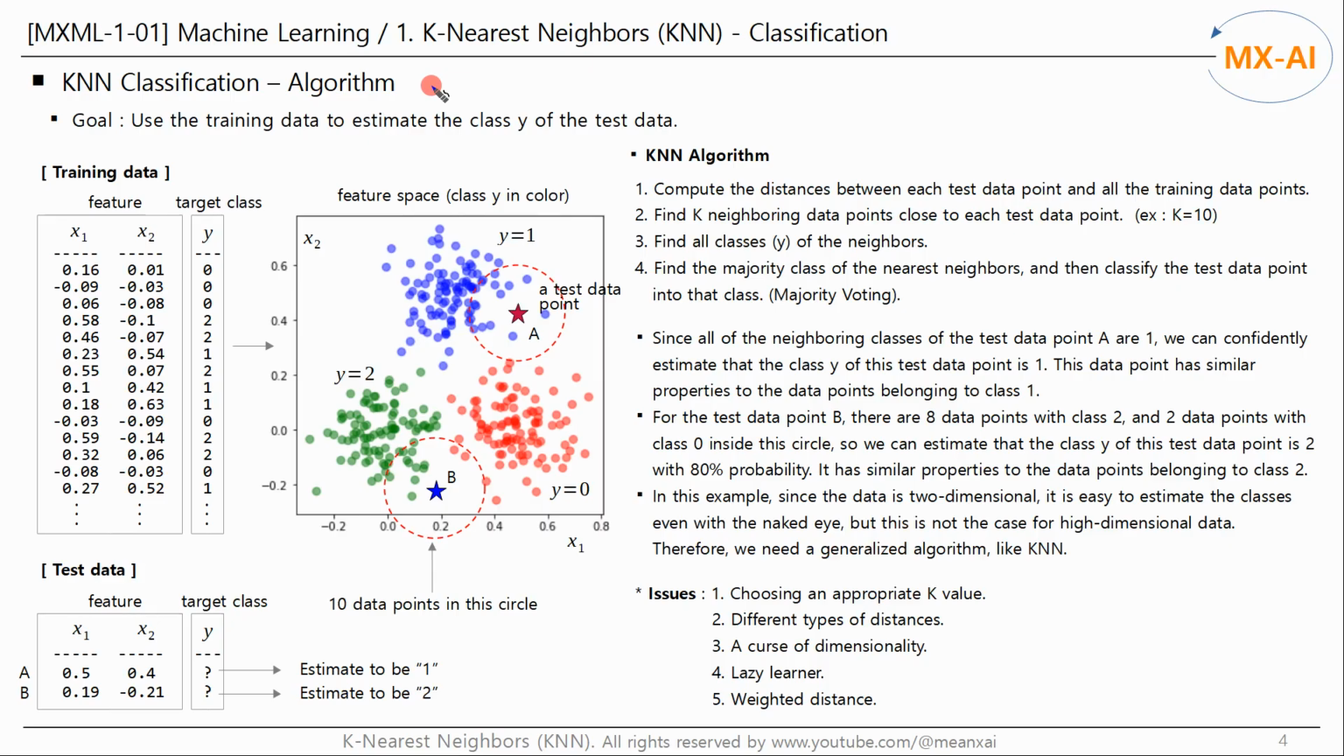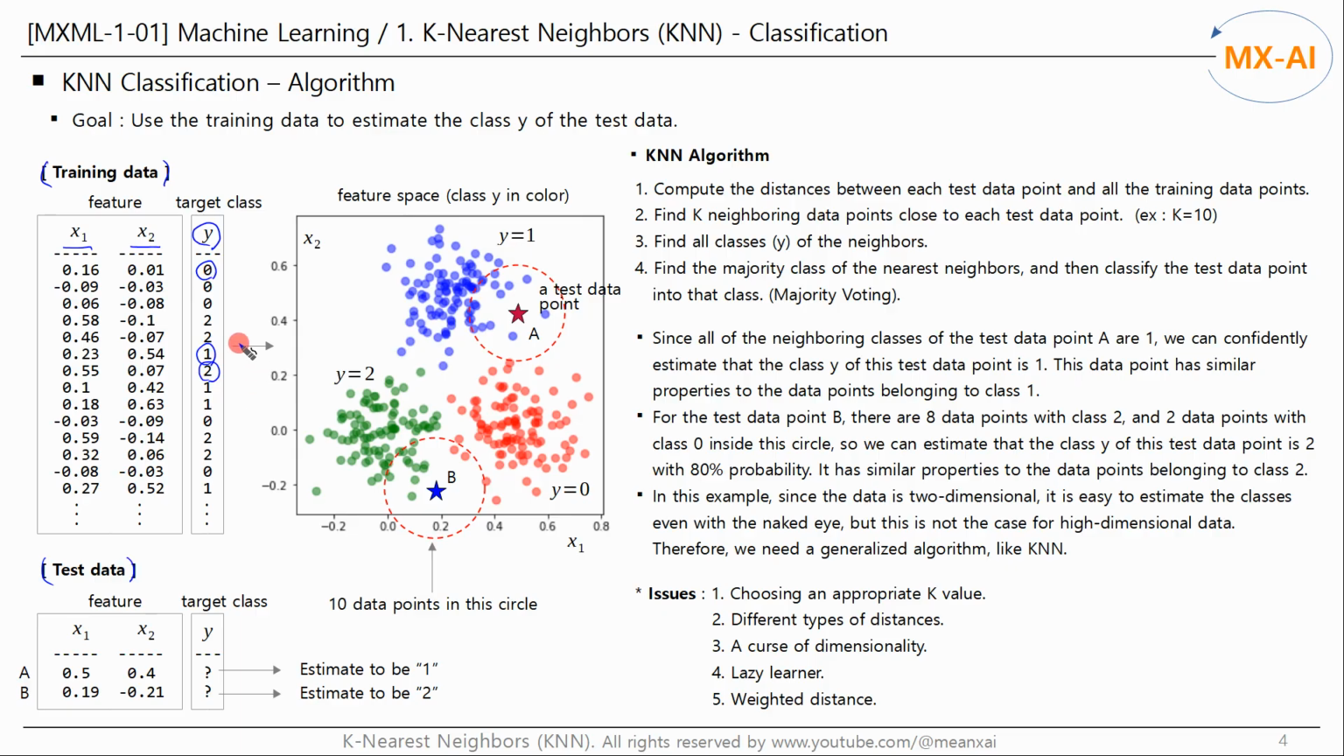Now let's look at the KNN classification algorithm. First, let's look at the training and test data below. This data has two features, x1 and x2, and a target class y. x1 and x2 have real values, and y has three classes, 0, 1, and 2.